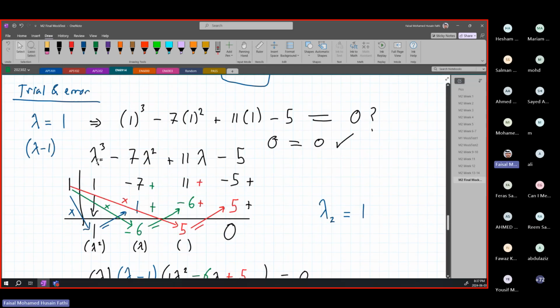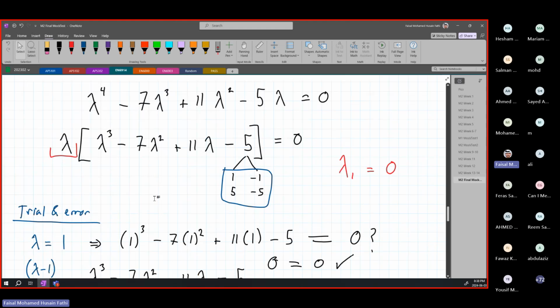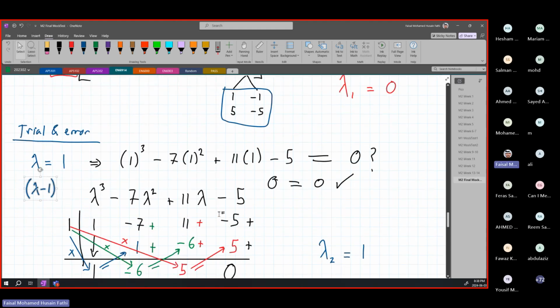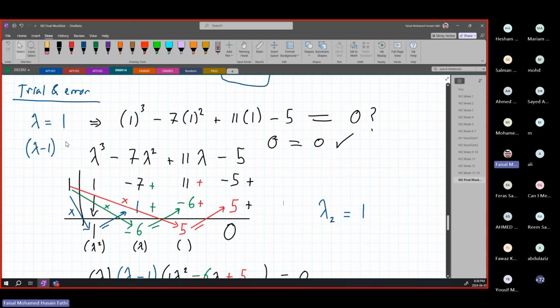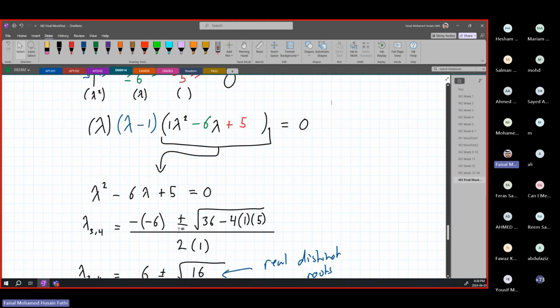Another thing you can do instead of this is long division. So basically you can take this and divide by x minus 1 and then do that. But my recommendation is get used to this method. It's the quickest, saves the most time, and has the least errors. So just make sure you know how to do this method.